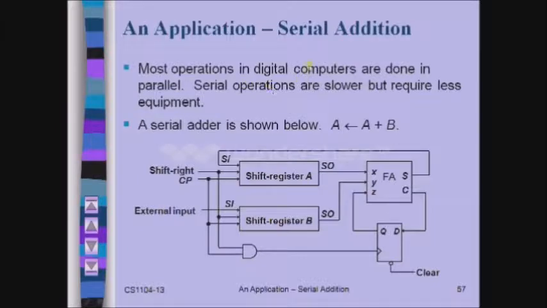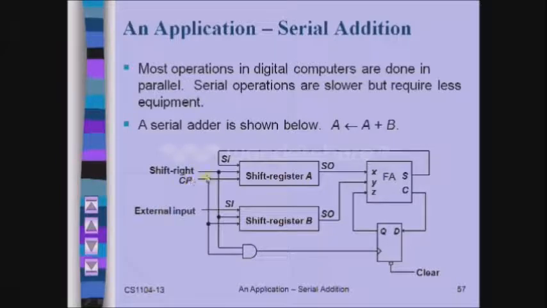Now let us see one more application, that is serial addition, how to perform serial addition. Here there is one shift register A and one more shift register B. Assuming that both are holding some data, the outputs of these are connected to one full adder where the inputs are X, Y and Z, which is nothing but the previous carry, and the outputs are sum and carry. And here you can see some control inputs like shift right as well as the clock pulse. Let us study this with an example.